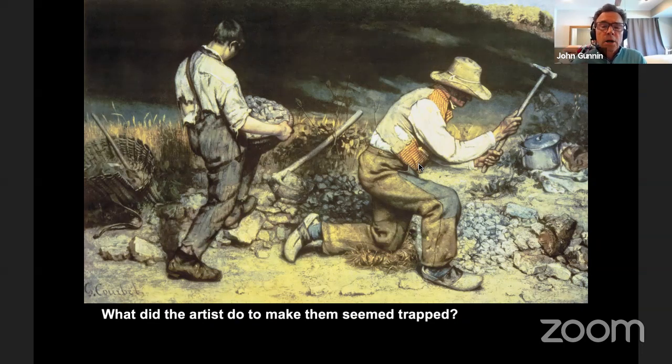So what does the artist do to make these people seem like they're going to be trapped forever in this kind of job, that they're not going to be able to go to college and get a better job? So one of the things you might be thinking is, well, it's like a father and son. So is that son doomed to stay in the same job that his father did? Okay, these are all really important questions for people who were asking in 1849 when this painting was done.